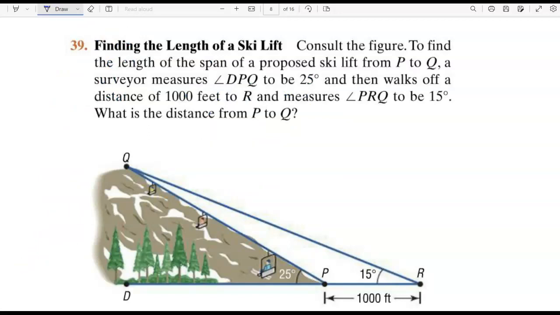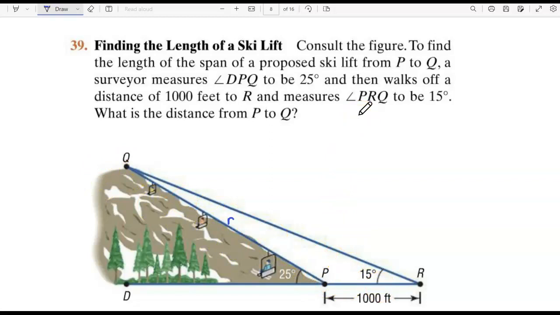So let's look at a word problem. So we've got this figure that's going along with this problem. To find the length of the span of a proposed ski lift from P to Q, so we're looking for this side here. I don't know what it is, I'm calling it R. A surveyor measures angle DPQ, so DPQ would be 25 degrees, so that's why they have a 25 here, and then walks off a distance of 1,000 feet, so there's 1,000 feet from here to here, and measures PRQ. PRQ is this angle to be 15 degrees. We want to know the distance from P to Q.